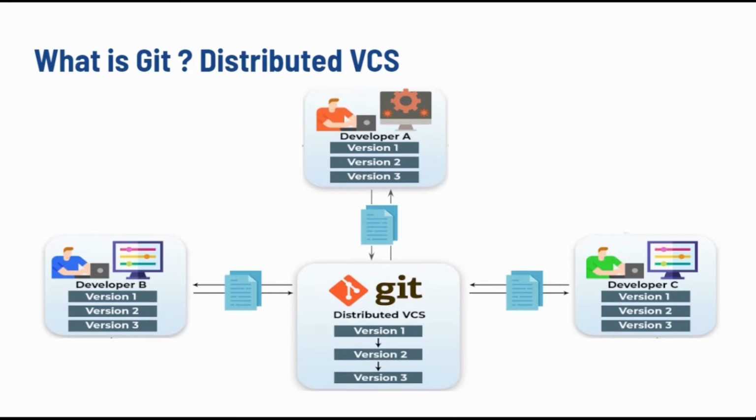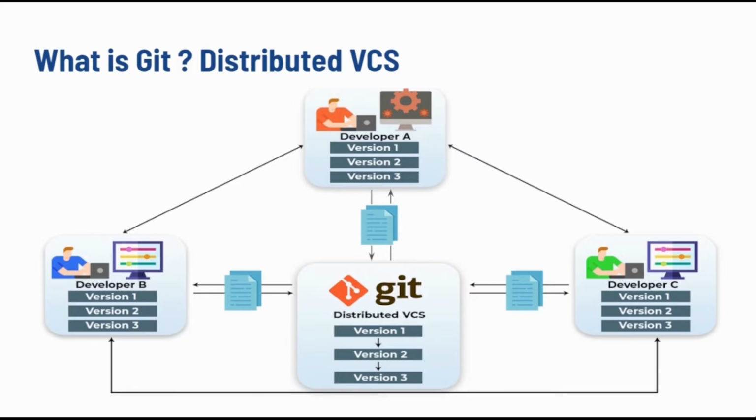The key difference of the distributed version control system as compared to the traditional version control system is that all developers have the entire code available on their local systems. They try to keep the entire code updated all the time.